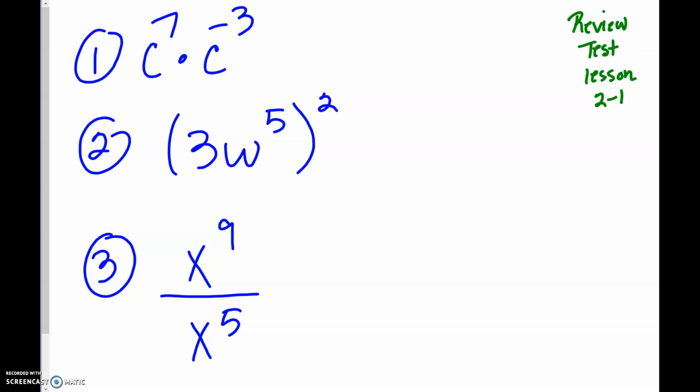All right, this one looks like one of those rules. When we're going to be multiplying, we're going to add these exponents. So it is 7 plus a -3, so we have c to the 4th power.